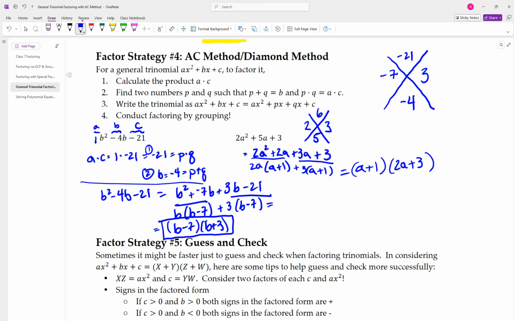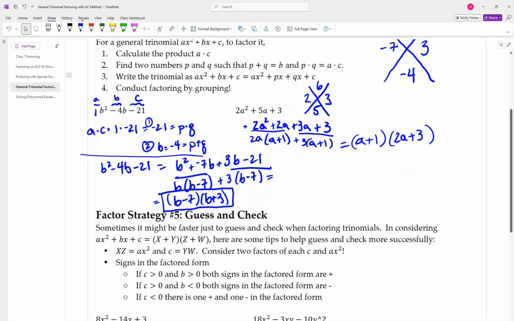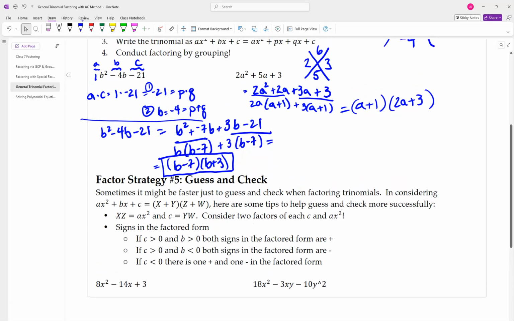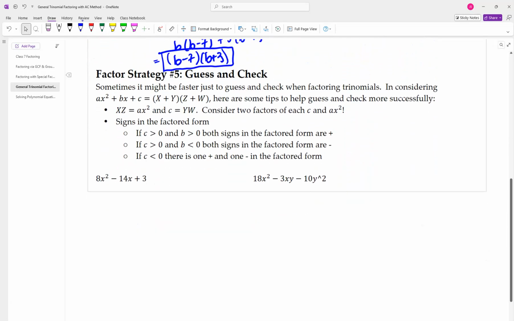So that's, again, the AC method, the diamond method, that works with general trinomials. And now the other and last strategy is guess and check. Sometimes with the AC method, you're like, I just don't understand it. And that's fine. You can always do this guess and check method, where you recognize that a trinomial, if it does factor, is going to look like two sets of parentheses for each of these.